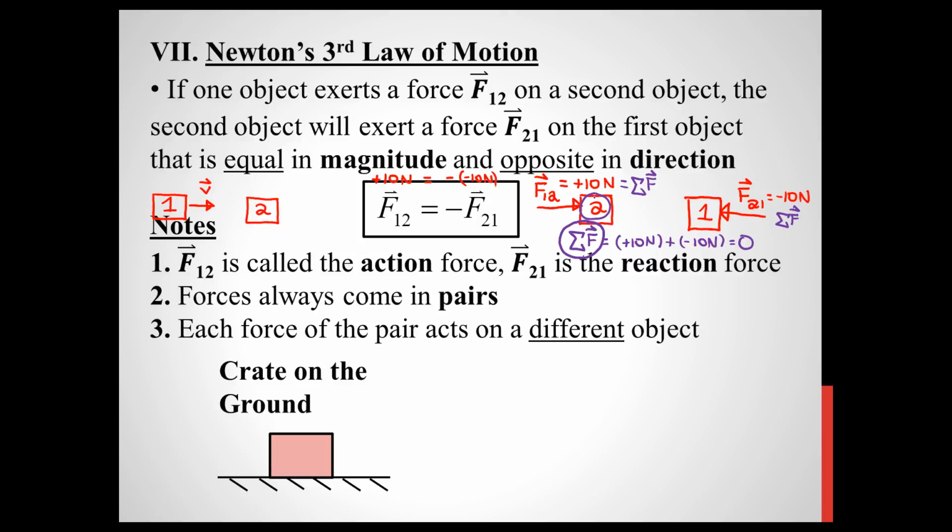One more example of Newton's third law of motion, we could look at a crate that's on the ground. If you had a crate on the ground, that crate would exert a normal force on the ground. So we would call this the action force.